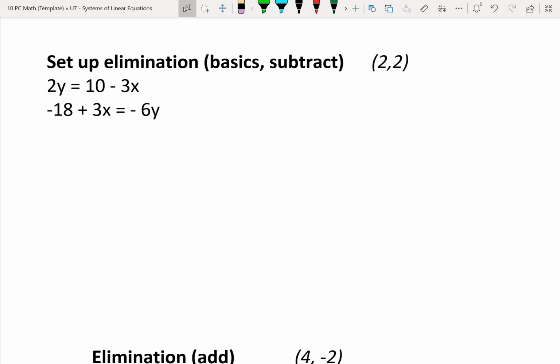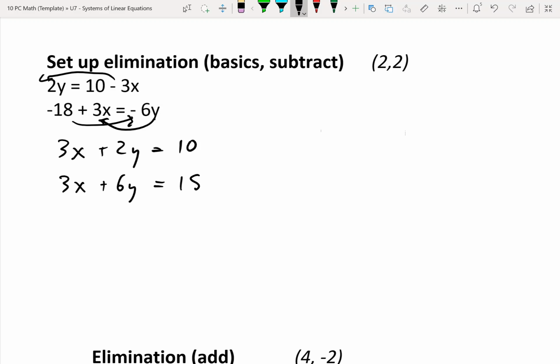When you do elimination, you need to set up your 2 equations so that they are like this. You have the x and y's next to each other equal to a number. You can rearrange it different ways if you want. I like doing it this way so it's all standardized. So right now, my x has to move over, so I'm going to rearrange that first one to be 3x plus 2y equals 10. That's the first equation. The second one, I have to move the numbers over here and the y's over here, so it's going to be 3x plus 6y equals 18.